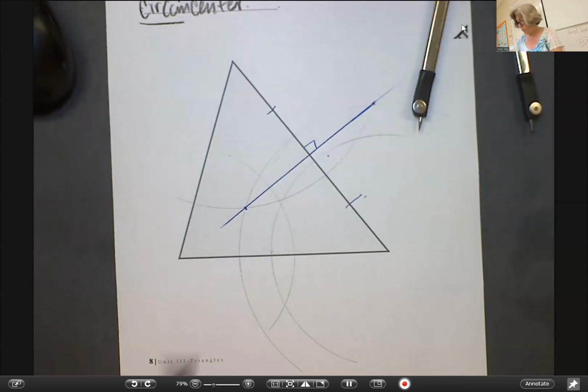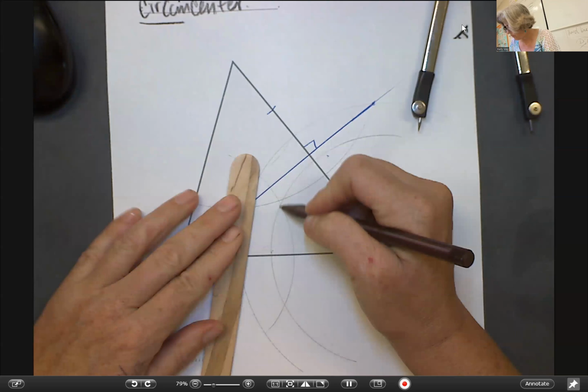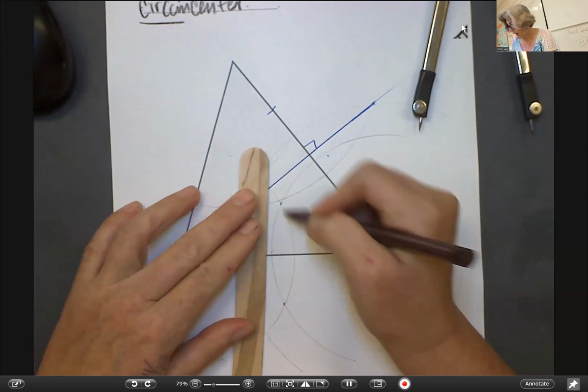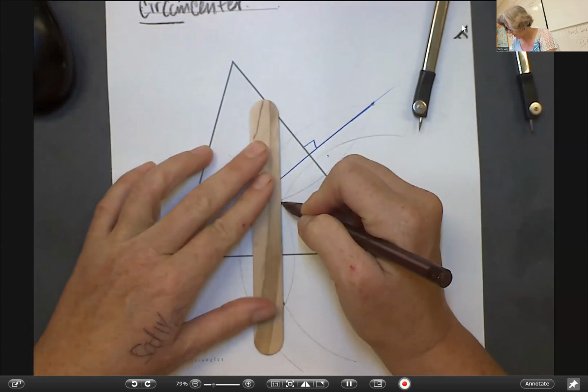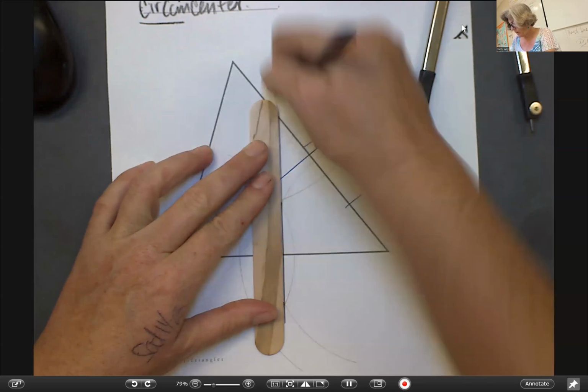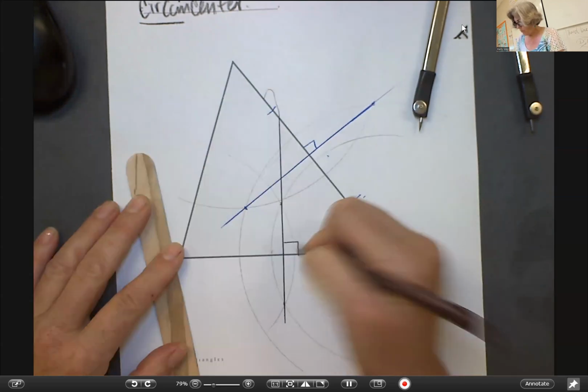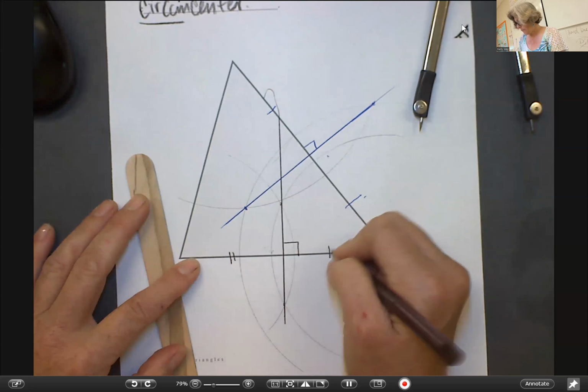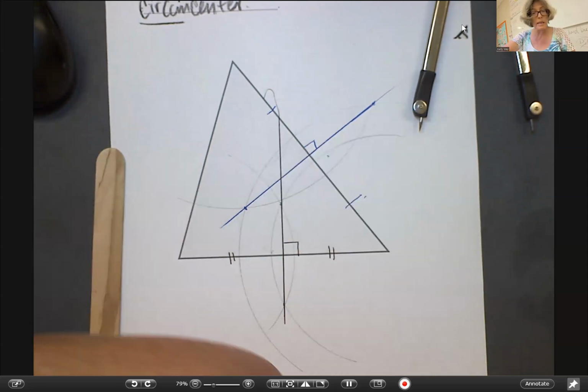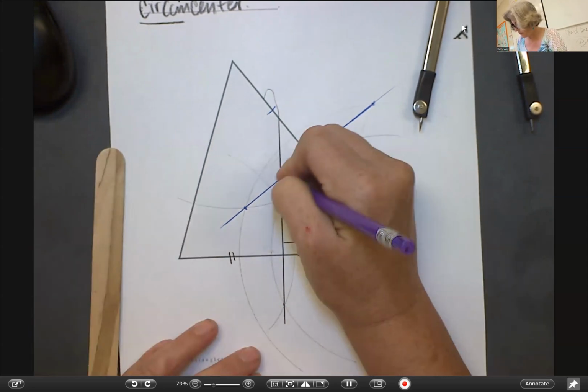Line up your points of intersection. I have one here, one here. You're going to have to keep track of that when the arcs are overlapping. Perpendicular, bisector. That would make this the circumcenter.